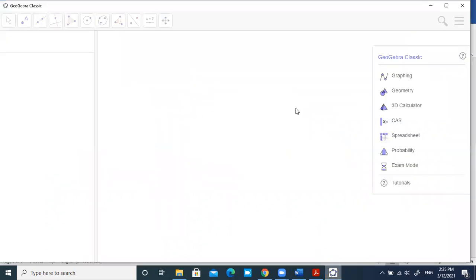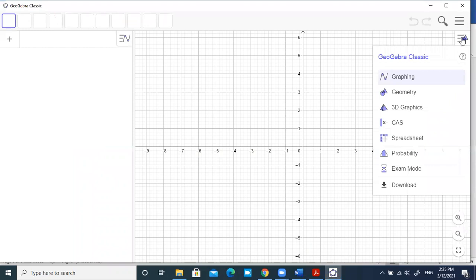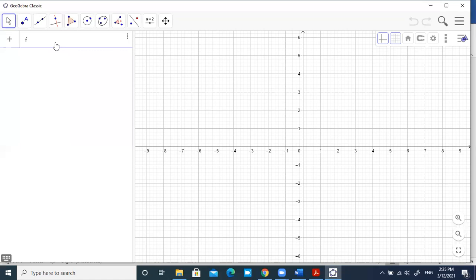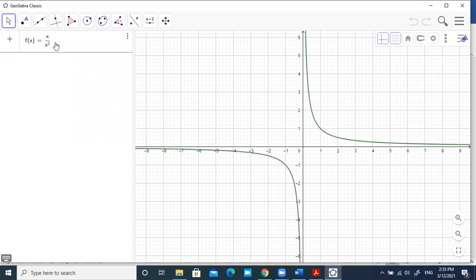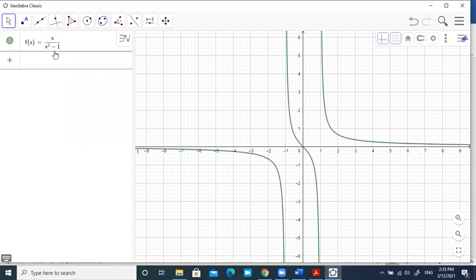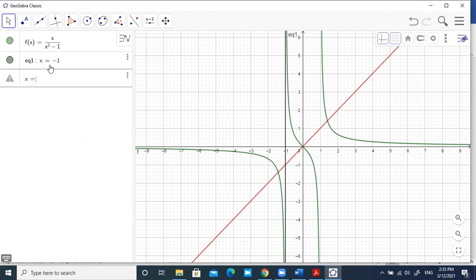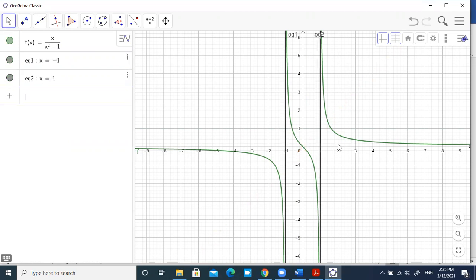x over x squared minus 1, and we have the lines x equal -1 and x equal 1 as vertical asymptotes.